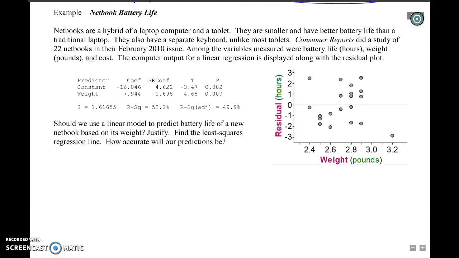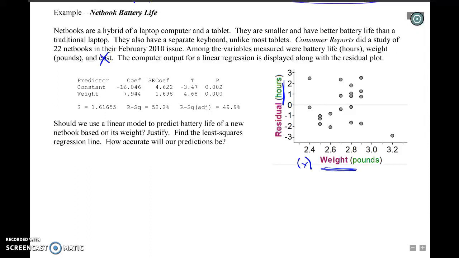Among the variables measured were battery life and weight in pounds and cost. Computer output for linear regression is displayed along with the residuals. So battery life, weight, and cost. That's 3 variables. They really tell us what we're predicting here. So weight is our X, so we're using weight to predict hours of battery life. I don't know where cost came in, whatever. Should we use a linear model to predict battery life of a new netbook based on its weight?